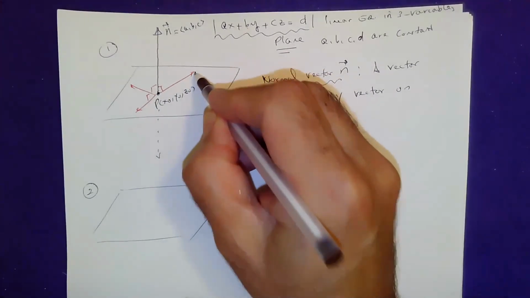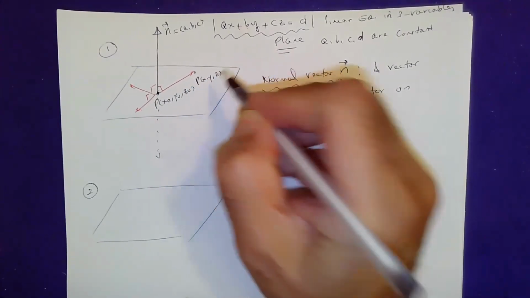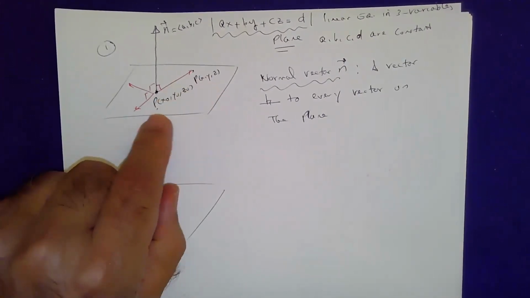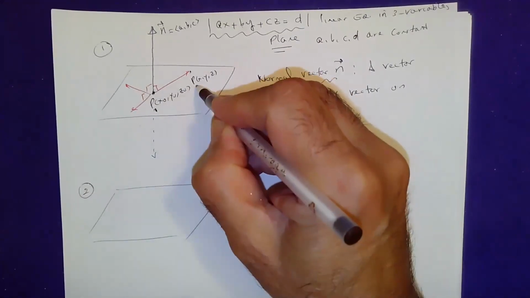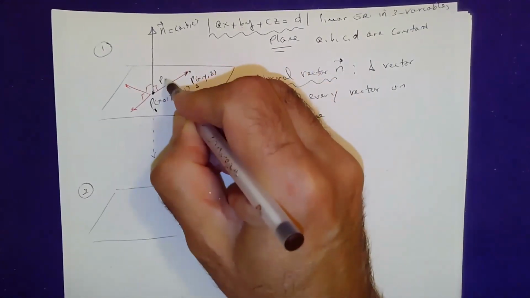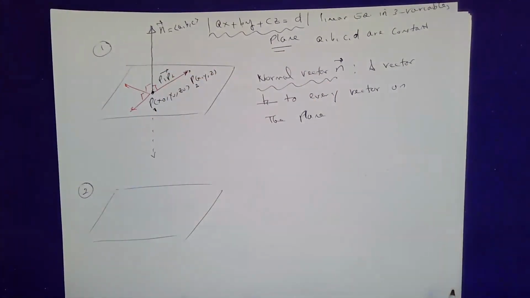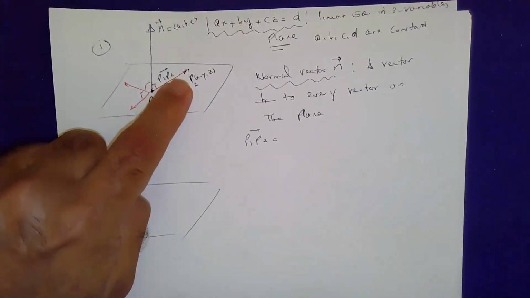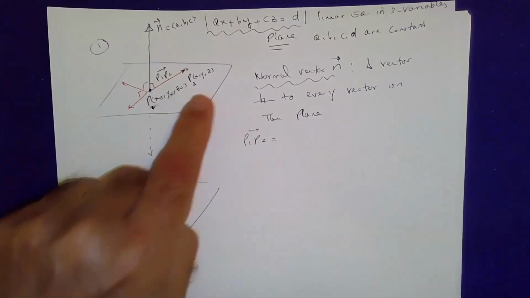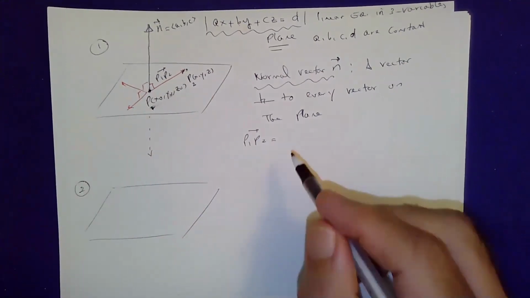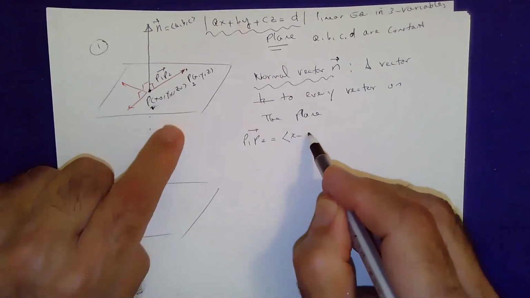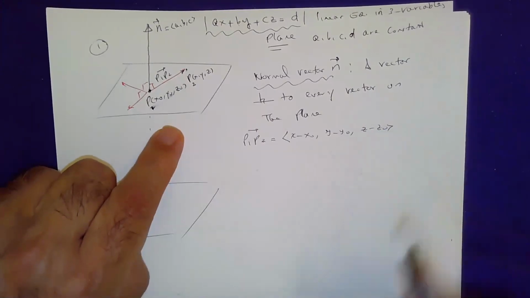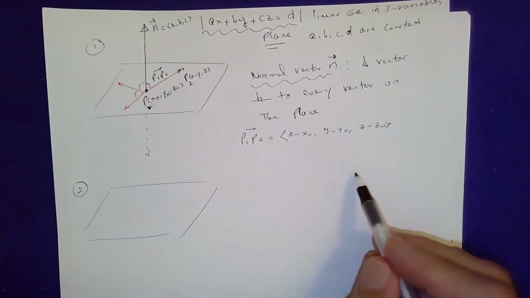So let me choose a general point on the plane, call it x, y, z. And let me write this vector P1P2 in vector notation. How do you write that in vector notation? It's a directed line segment, and I'd like to write it in vector notation. If you remember, it's terminal minus initial, so this is x minus x0, y minus y0, z minus z0. You all see where that's coming from, right?